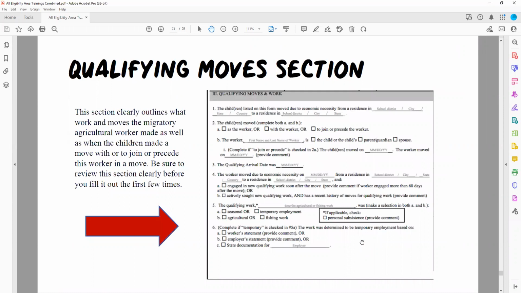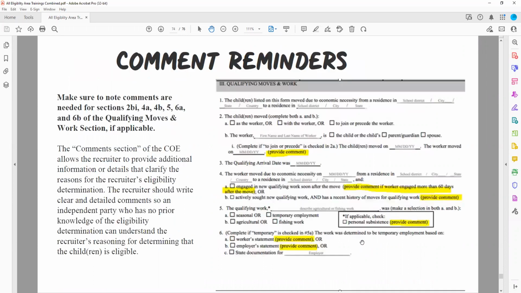Then there's the qualifying move section, and this section is going to clearly define and show when this migratory agricultural worker was established, when they moved specifically for agriculture, and any information if a child went before or after the worker. So you want to make sure that you're really clear on this and you check that out. And then there are specific areas that are highlighted in yellow that need comments.